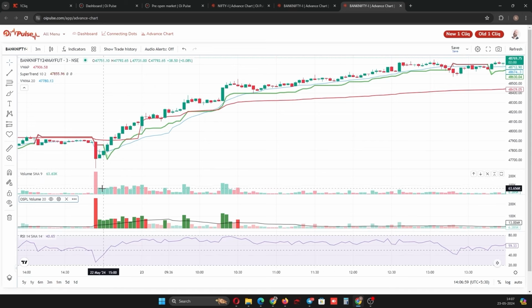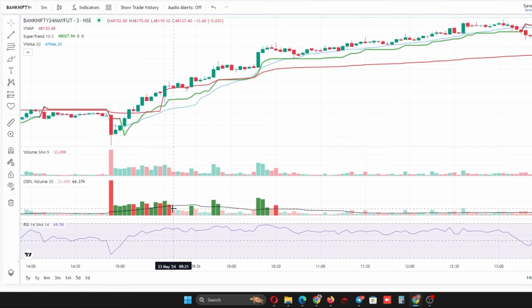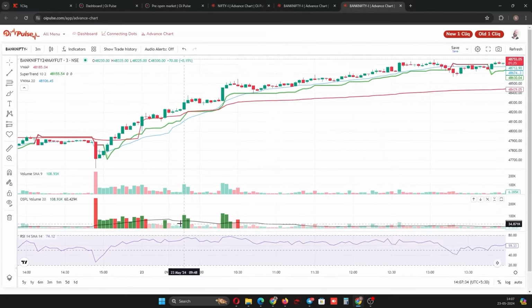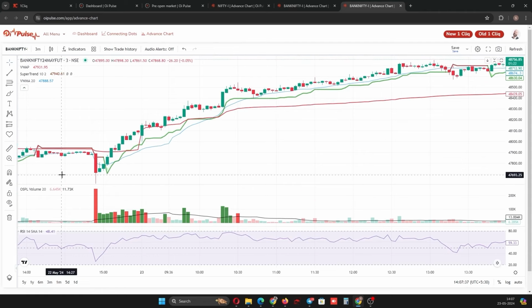Here whenever there is 50k or above, the candle would be highlighted. You can see this is a normal candle and this is a highlighted candle. In OSPL volume, whenever I go to a candle, the volume would be displayed. So this is a 33k volume, the previous one is a 75k volume, and this is a 65k volume. So whenever the volume is above 50k, you will get a darker volume candle. So now we will remove the normal volume.